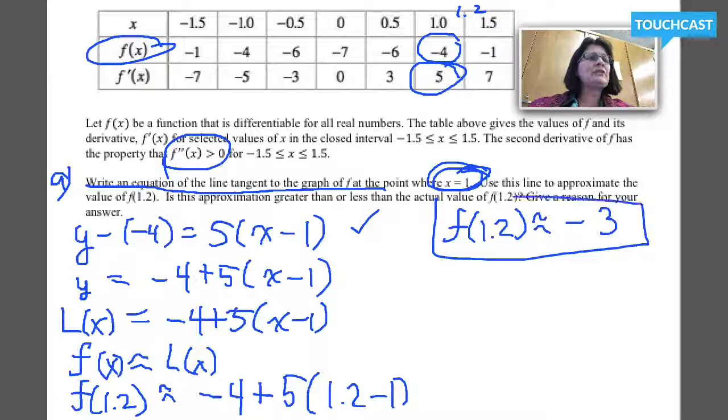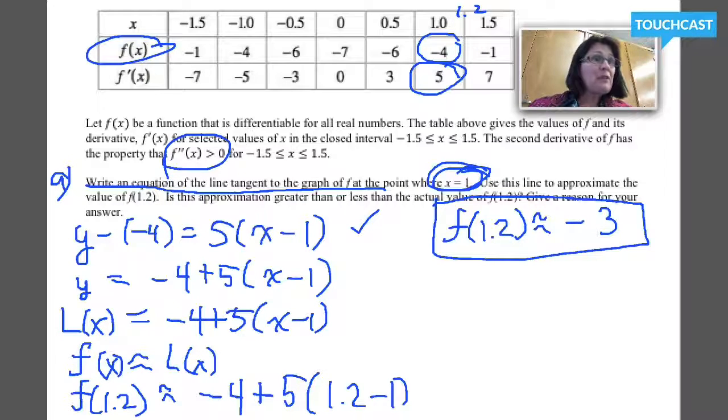So here we go. This is the answer to their second question. F of 1.2 is approximately equal to negative 3. Now we have this last question. This answer, f of 1.2, is approximately equal to negative 3. Is that an overestimate or an underestimate of the actual f of 1.2?